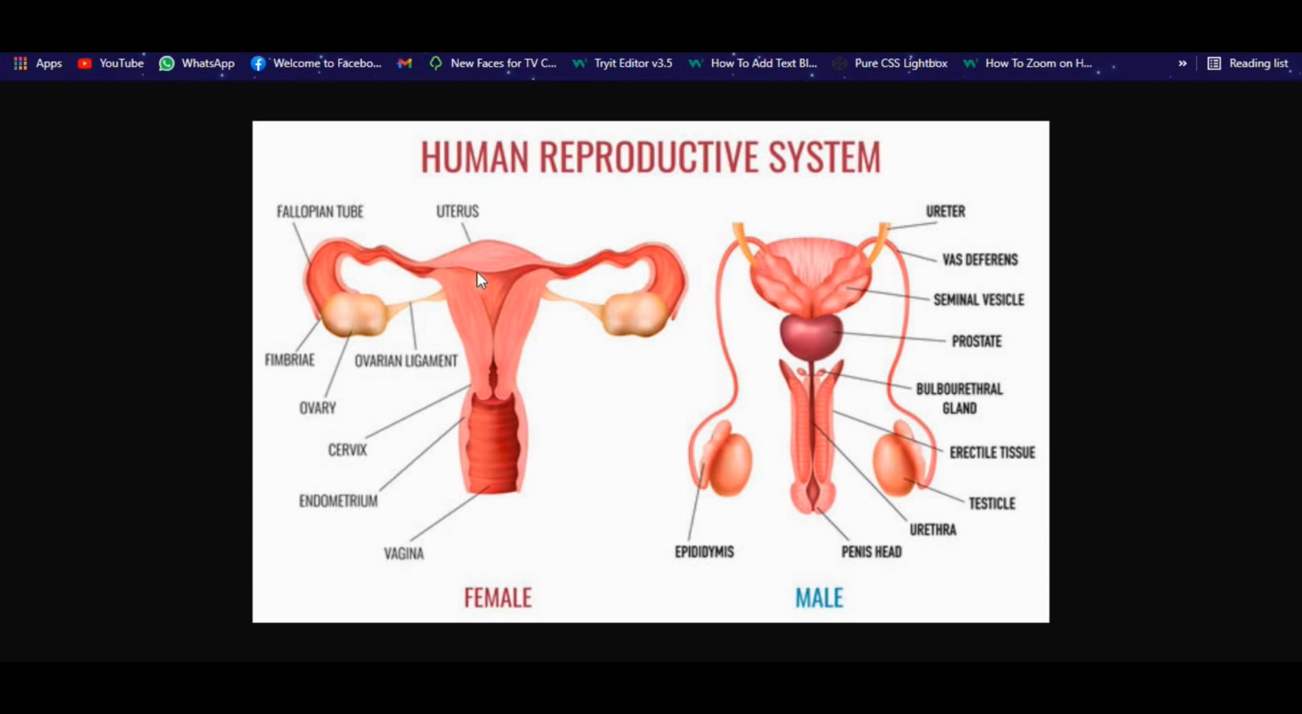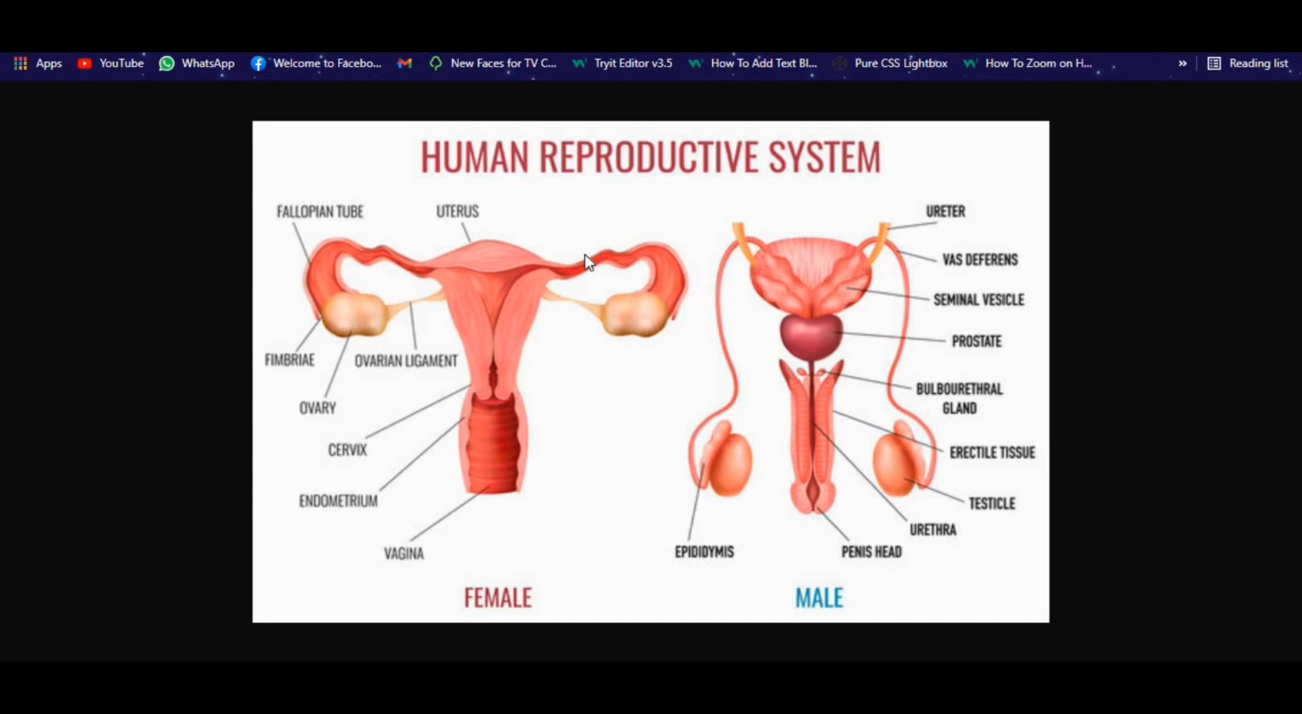Then for the female, we have the uterus, the fallopian tube, the ovarian ligament, the ovary itself, the cervix, and the vagina opening, some of the most important parts that we need to focus on for the human reproductive system. The male system isn't as intricate; the female is more so. With the stages of reproduction, females have the ability to bear children. Having a baby is a rare event in the life of a woman, but the female body prepares itself to carry a baby.